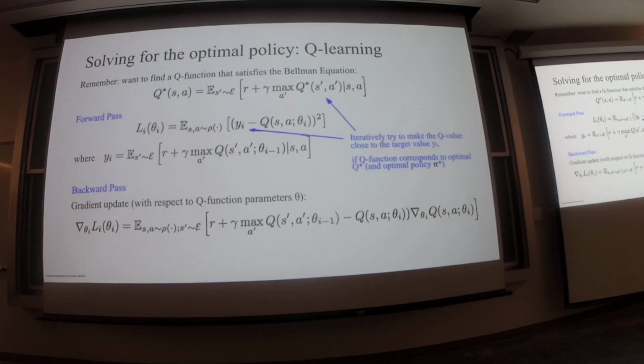This is what I'm saying. We're really just trying to get the Q values to be close to the optimal values as given by the Bellman equation.